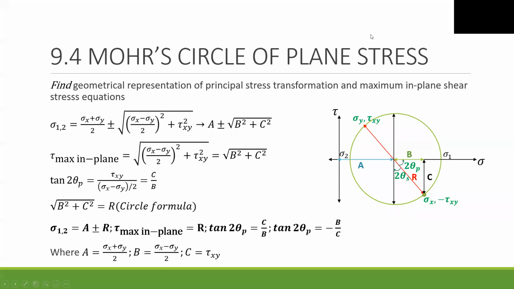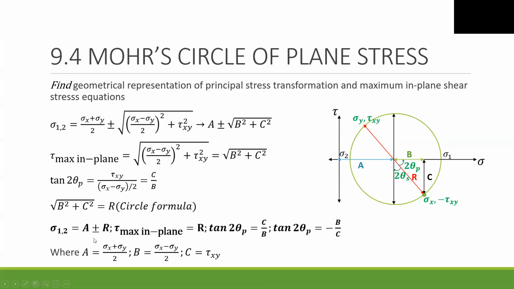Okay, let's continue with Mohr's circle of plane stress. First of all, I want to rewrite the general representation of the principal stress. You already know how we can calculate the sigma 1 and sigma 2 values by using sigma x, sigma y, and tau xy values. Maybe you can remember that formula. I just want to focus on this equation. What is the geometrical meaning of this equation?